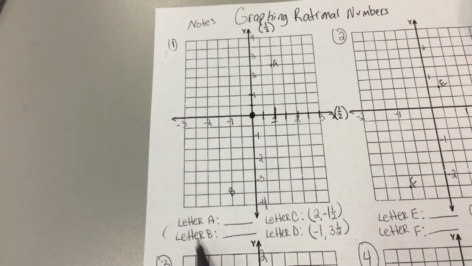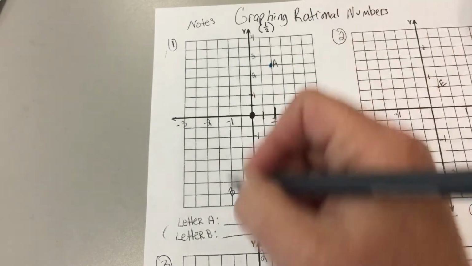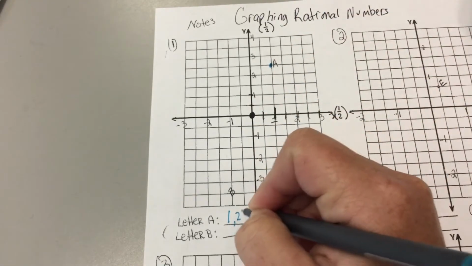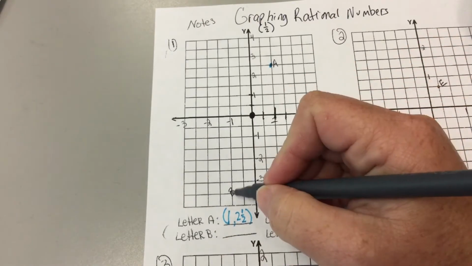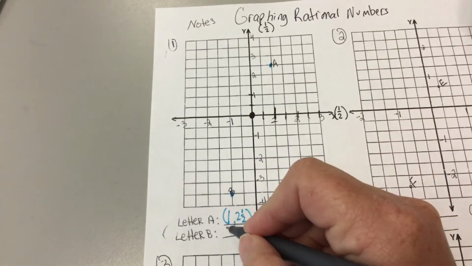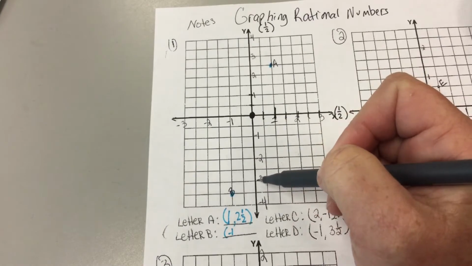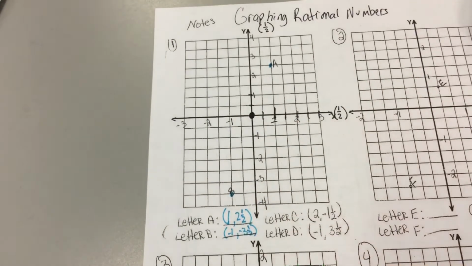So here we're going to practice identifying the coordinates for A. So we're going to find A. Here's A, and it's at 1 and 2.5. All right. B is way down here and it's at -1 and then at -3.5. Perfect.